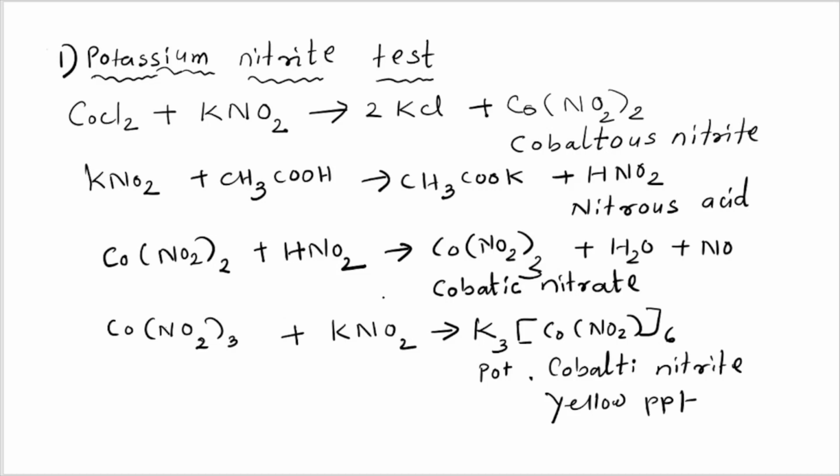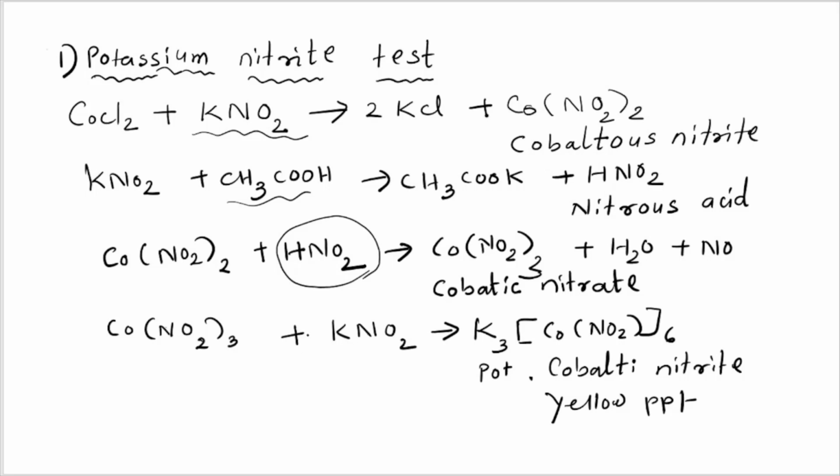First you take potassium nitrite crystal. Remember, you are adding potassium nitrite crystal. It gives cobaltous nitrite, where in the presence of acetic acid, it gives nitrous acid. And here cobalt nitrate, this HNO2, what is HNO2? Nitrous acid. What is nitric acid? HNO3. This is called cobaltic nitrate.